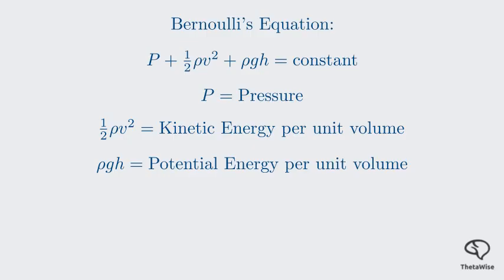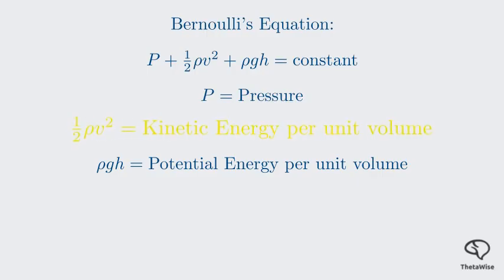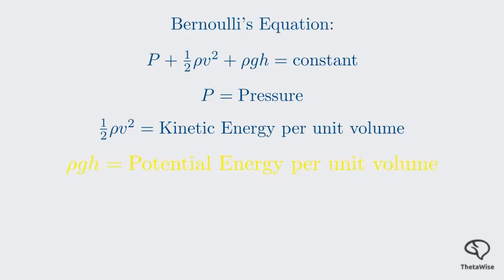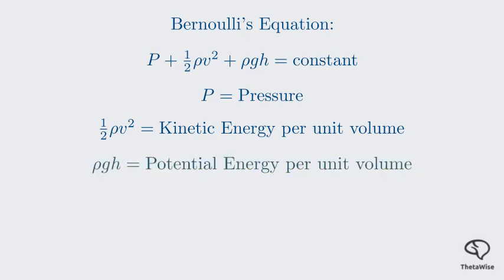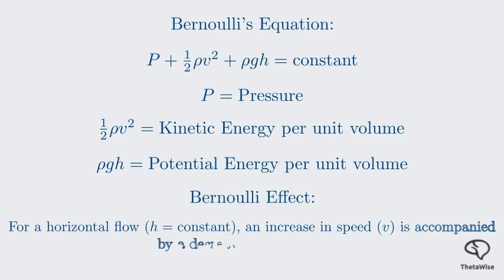Let's look at the terms. P is the static pressure. 1/2 rho v squared is the dynamic pressure, which is related to the fluid's motion. And rho gh is the hydrostatic pressure, related to the fluid's height. A very important consequence of Bernoulli's equation is that if a fluid is flowing horizontally, so the height h is constant, then an increase in speed must be accompanied by a decrease in pressure. This is often called the Bernoulli effect.